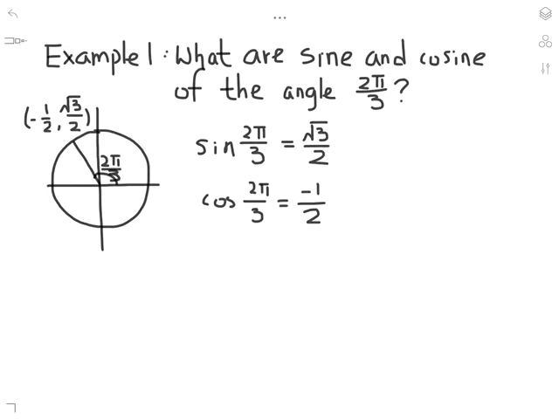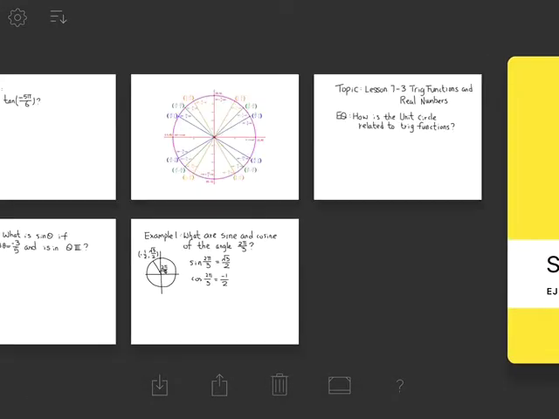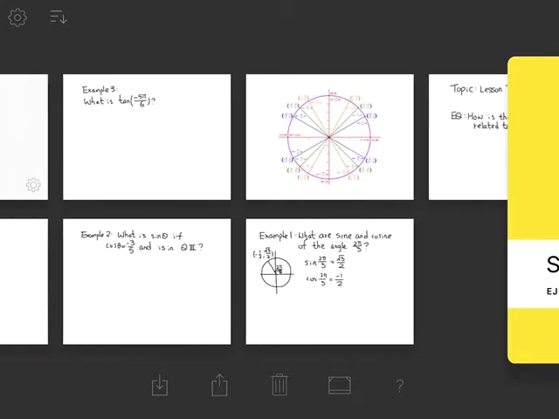Sine is going to be the y coordinate. Cosine is going to be the x coordinate. And then tangent is y over x. And that's the reason why you want to memorize the unit circle. Example number 2.